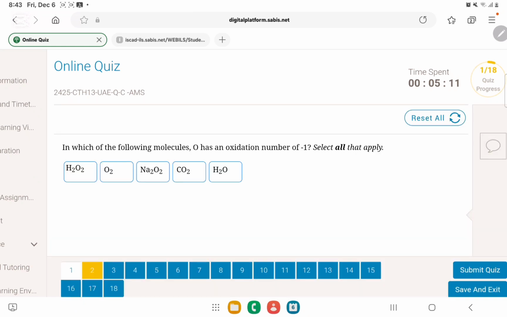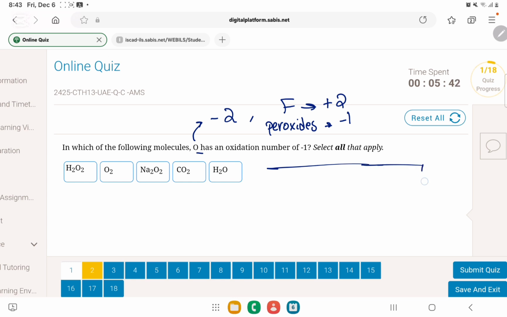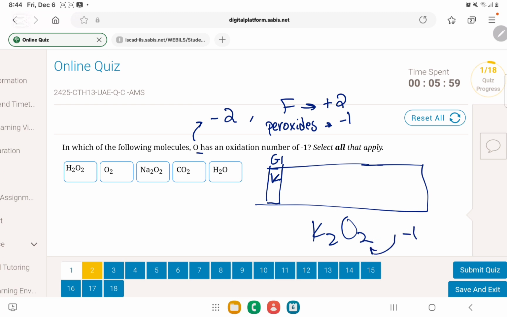In which of the following molecules oxygen has an oxidation number of -1? Okay, so we know oxygen, which is O, always has an oxidation number of -2, except when it's with fluorine, where it would be +2, and if it was peroxides, it would be -1. And the peroxide is basically any element from group 1, which is like the first column on the periodic table, and then you add a 2 and then O2. Like for example, K, because K is in the first group, so K2O2. Okay, so the oxidation number of O in this case would be -1.